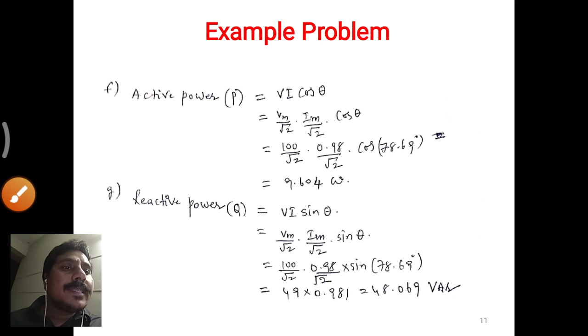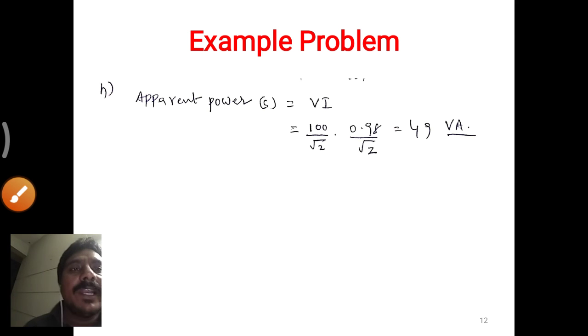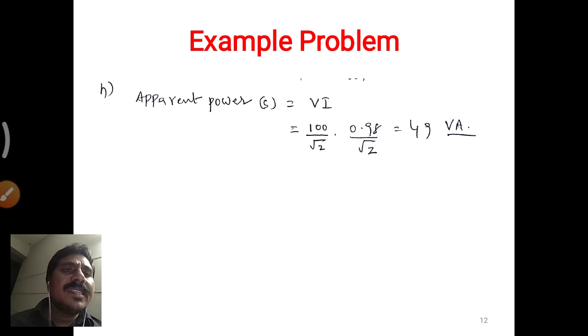Similarly, next we have to calculate apparent power, that is S. S is nothing but VI. All these are RMS values. So the RMS value is Vm by root 2, meaning 100 by root 2. For the current, the peak value 0.98 by root 2. So we finally get 49 volt amperes.